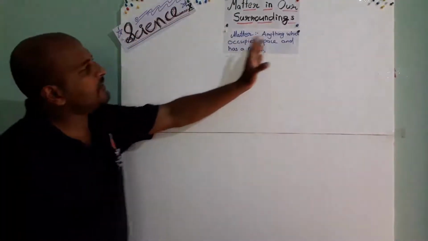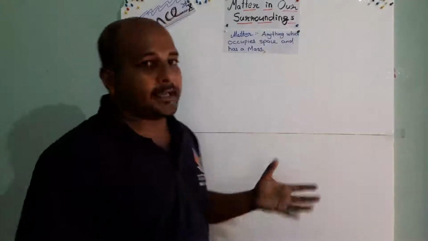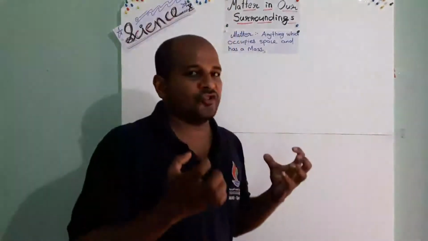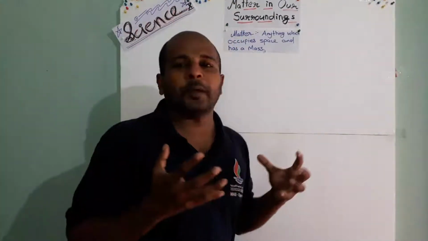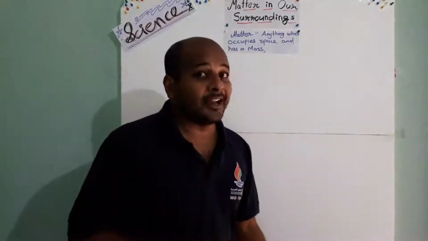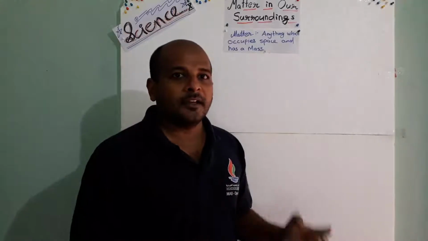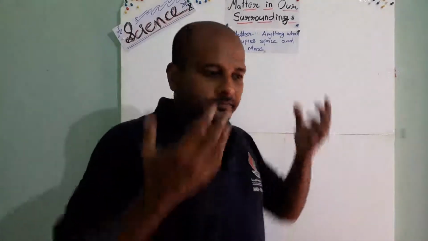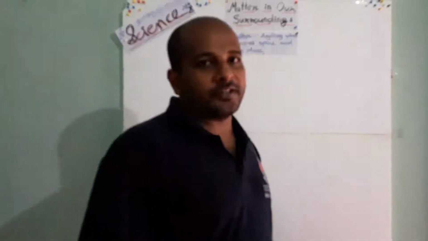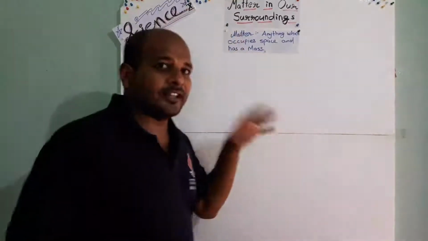So matter is nothing but anything which occupies space and has a mass. It must have a weight also. Understand? Weight and mass, what is the difference? Mass is the original volume occupied by a particular matter. Weight includes gravitational pull. Understand? My 75 kg is my total mass, with gravitational pull it is my weight. But leave it, that's the physics part.